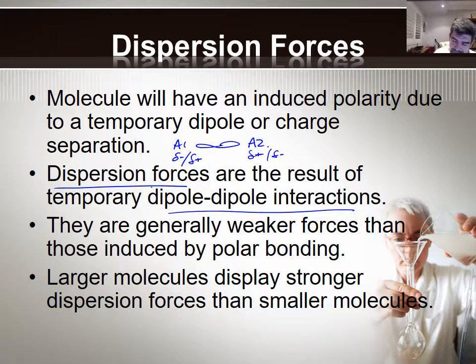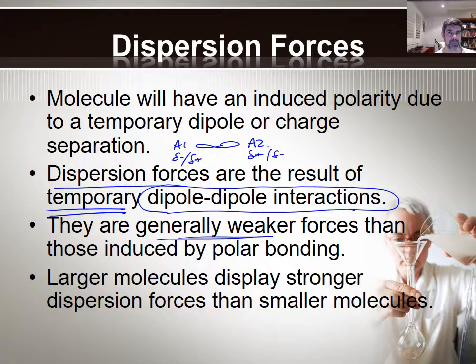And it's very important, if you use the term dipole-dipole interactions in your explanation of dispersion forces, that you make sure you use the term temporary interaction, temporary dipole-dipole, or temporary polarity, because there's no consistency for these dispersion forces in terms of which atom is going to be more negative or positive. Dispersion forces are generally weaker than those induced by polar bonding, and so therefore weaker than dipole-dipole interactions.